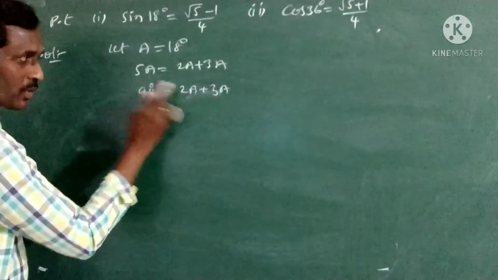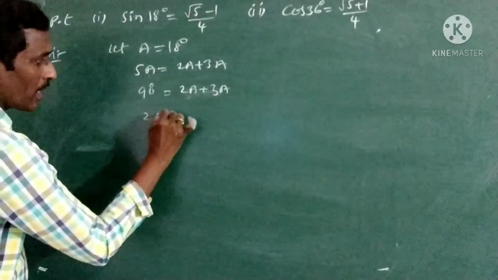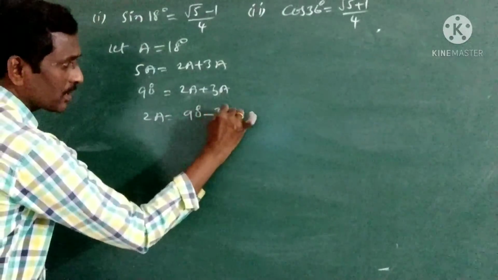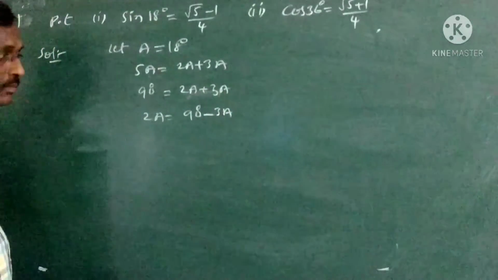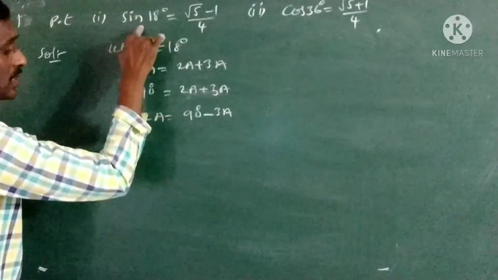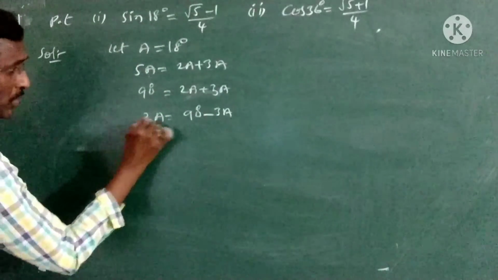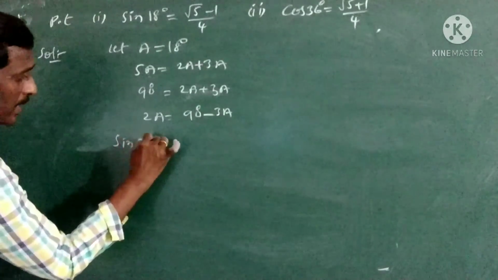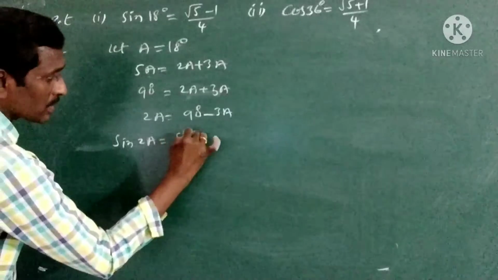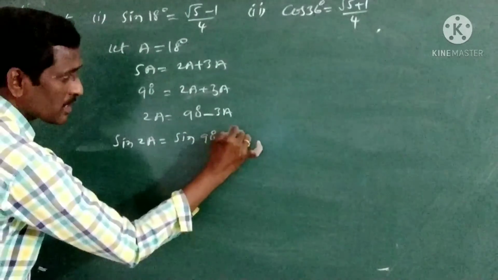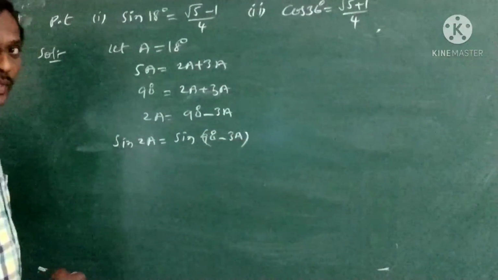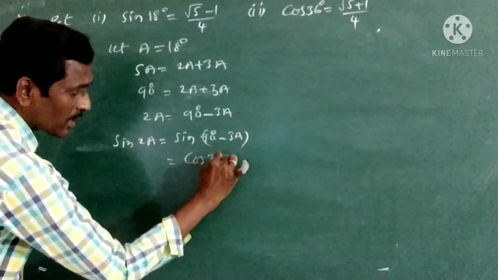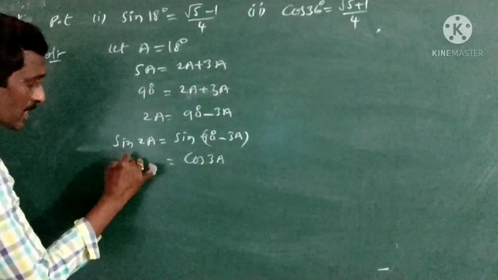Now take one value to the other side: 2A equals 90 minus 3A. Now I am going to apply the sine function on both sides. Sine 2A equals sine of (90 minus 3A). What is the value of sine (90 minus theta)? Cos theta. So it is cos 3A.